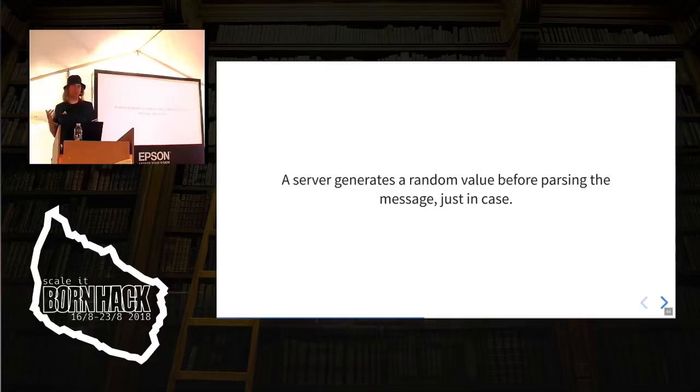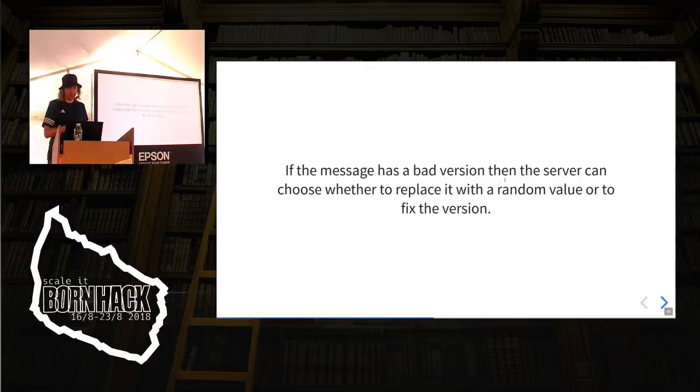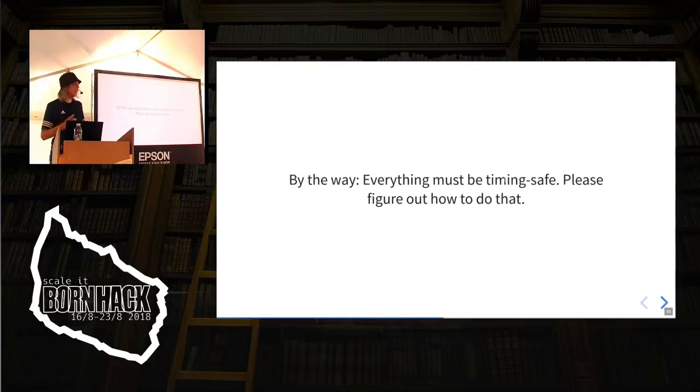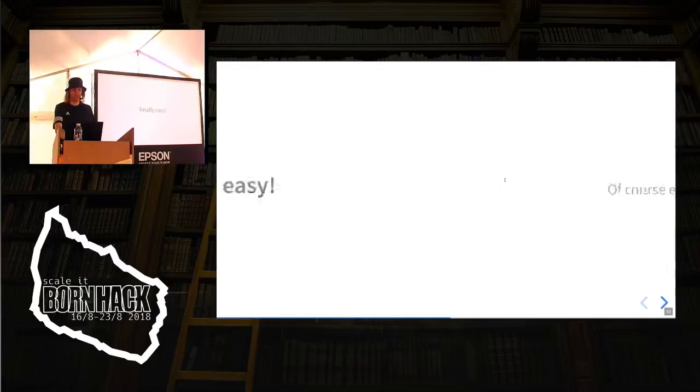Okay, so to summarize it, you generate a random value just in case something goes wrong. If the message has any form of bad padding, then you're replacing whatever you decrypted with that random value. If the message has a bad version, that's kind of a special case. These are two different algorithms. You can choose whether to replace it with a random value or whether you're trying to fix the version number. That has a very obscure argument in the paper. It's not that relevant. Then it tells you, okay, the second version is better, but as we like to make things more complicated and the standard longer, we give you two versions and you can choose one. Also, everything must be timing safe, and you need to figure out how to do that best. So that's totally easy, right? Everyone will get this right.